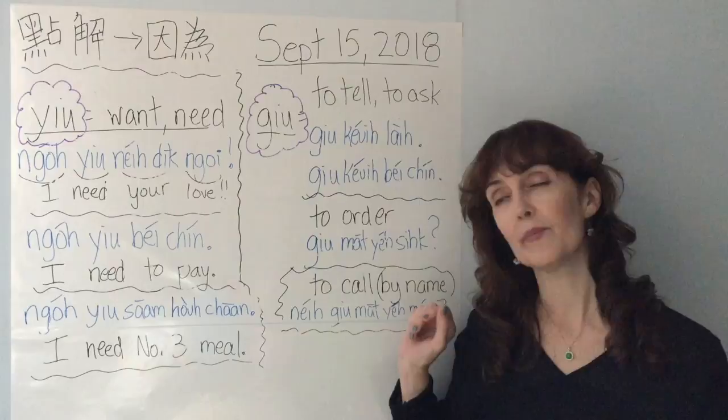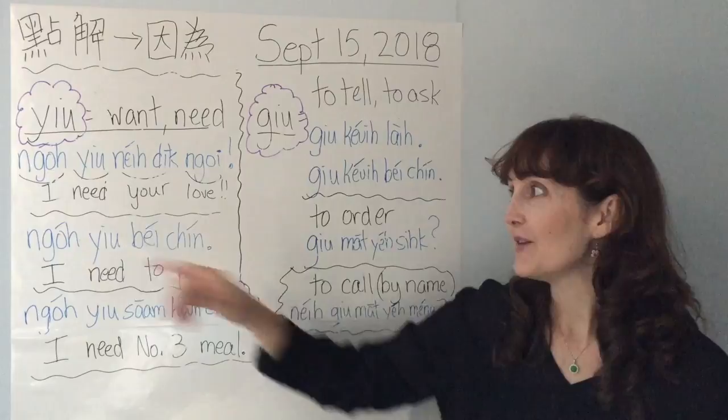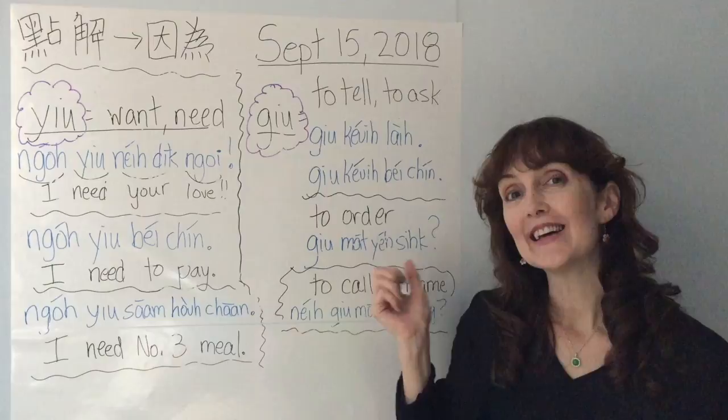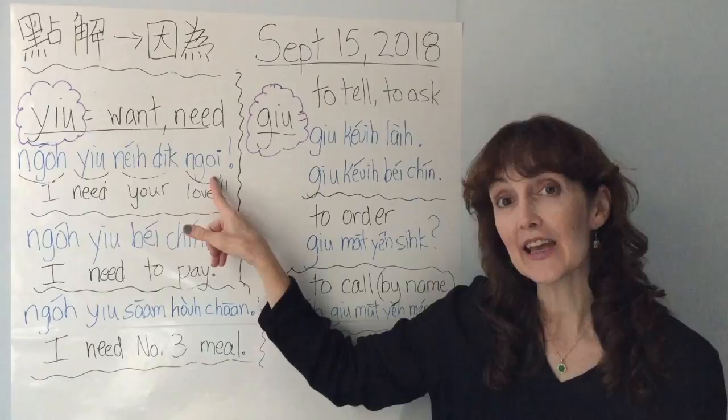So let's take a look back at our yiu, the need or want. Now the first sentence I've written on the board, I want you guys to figure out maybe why I'm using that sentence. Take a look. It means in English, I need your love. Ring any bells? Okay, in Cantonese, that would be 我要, 我 is the low rising, means I. 我要你的爱. Any ring any bells?